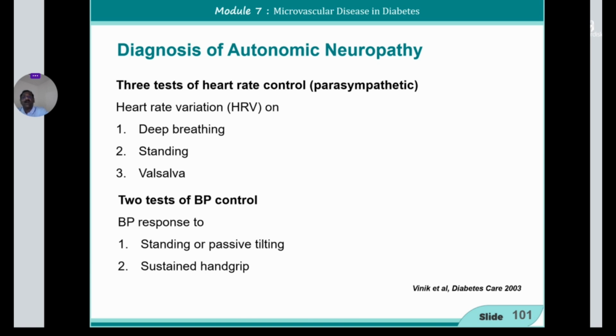So 3 tests of heart rate control, the parasympathetic: heart rate variation on deep breathing, on standing, and Valsalva maneuver. By them, you can diagnose whether this fellow is having cardiac diabetic neuropathy or not. And 2 tests with BP control: BP response to standing, passive tilting, or sustained hand grip. The BP has to be detected in the supine, standing, and sitting positions to rule out any orthostatic hypotension, again a feature of autonomic neuropathy.